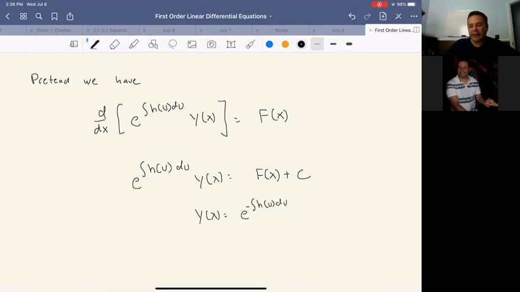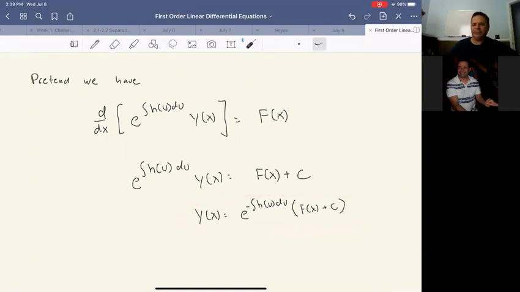So y of x is e to the negative integral of h of u du times F of x plus c. Actually, maybe I am going to test you on it. I don't know. I haven't decided yet. It's still a month and a half before classes start, so we'll see where I decide by then. But this is going to be our y of x.